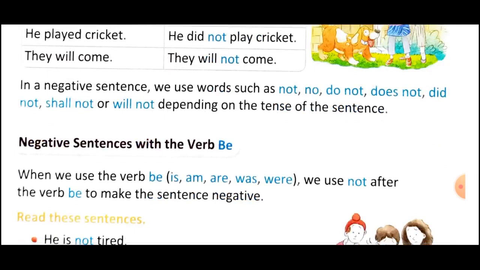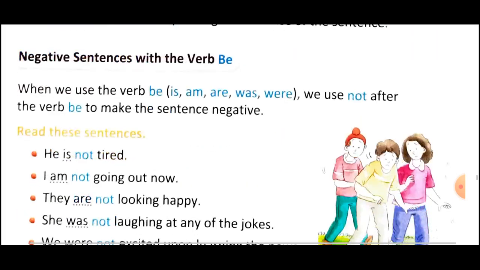Now, to make a sentence negative, how do you have to write it? It can be written as do not, does not, did not, has not, have not, is not, am not, are not, then had not, shall not, will not. That means just after the helping verb you have to add not to make it negative.